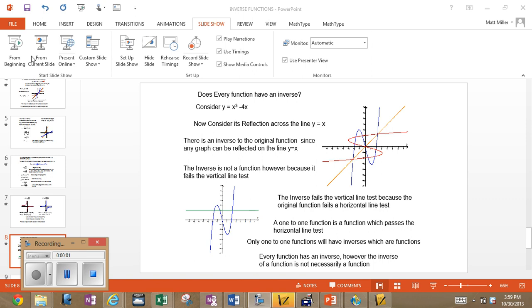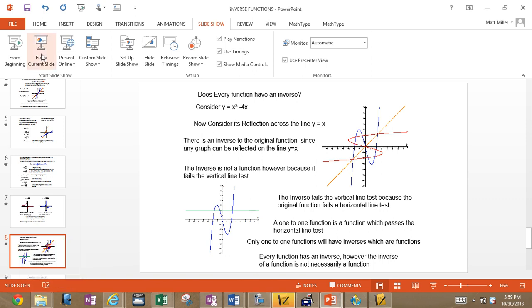All right, we're back. So I think we ought to be able to finalize our discourse on inverse functions with this final video presentation. Okay, I raised a question: does every function have an inverse? And so with that in mind, we're going to consider the function y equals x cubed minus 4x.